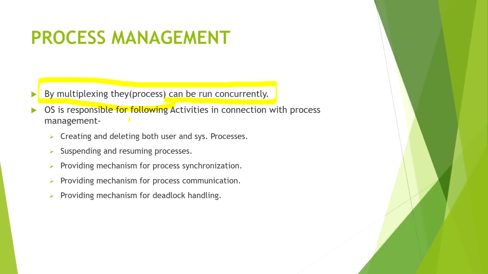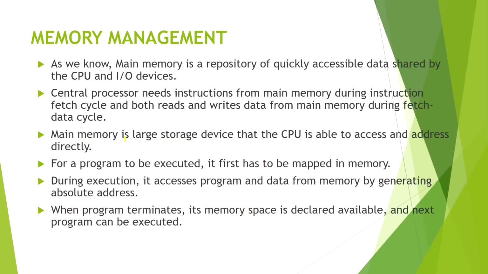OS is responsible for the following activities. What are the activities which the operating system does for processes? Firstly, creating and deleting both user and system processes, suspending and resuming processes, and providing mechanisms for synchronization, communication, and deadlock handling. So these are the things which the OS has to do for process management.